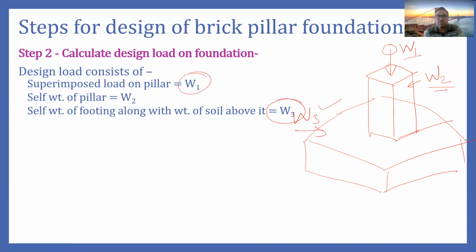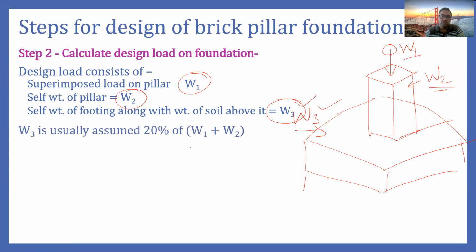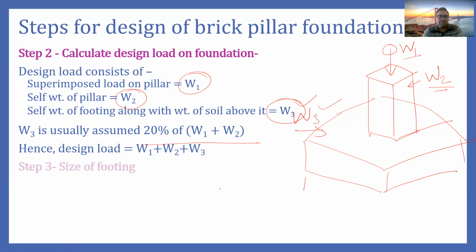W1 and W2 can be calculated very easily if the data is given, but W3 is difficult to calculate because initially we don't know the size of foundation. That is why generally we consider W3 equivalent to 20% of the summation of W1 and W2. This is how we calculate W1, W2, and W3 in step 2. We will understand this process when we take an example. So the design load is the summation of W1, W2, and W3.